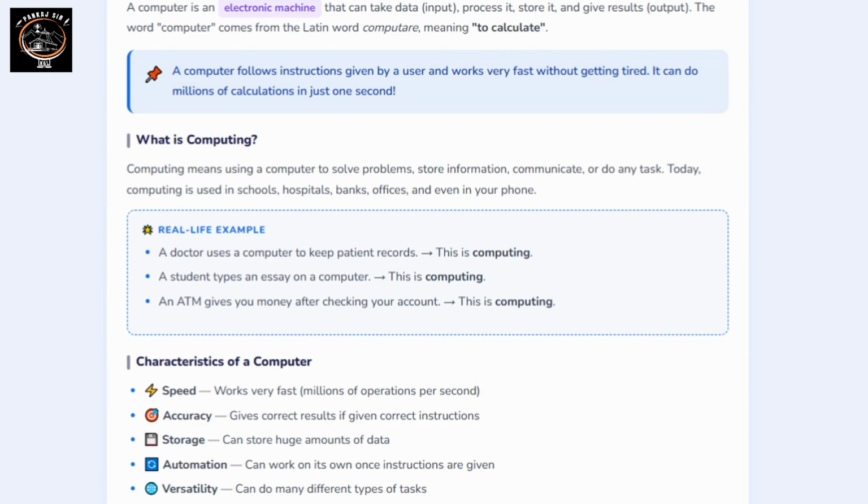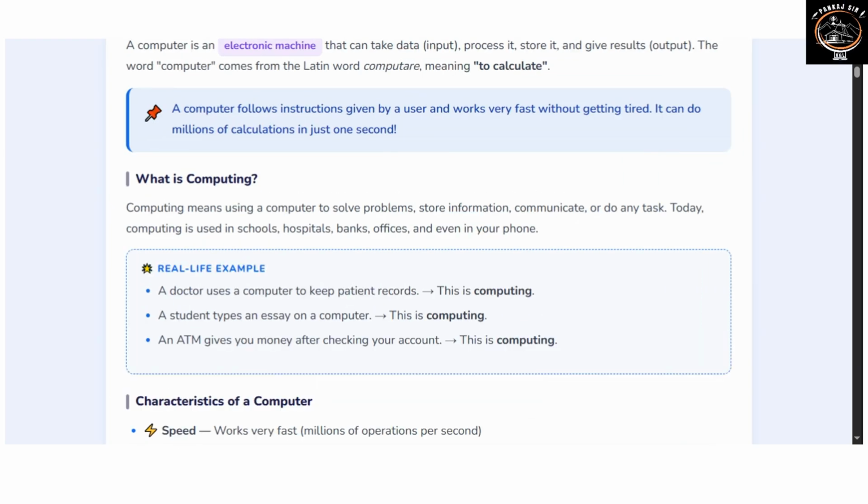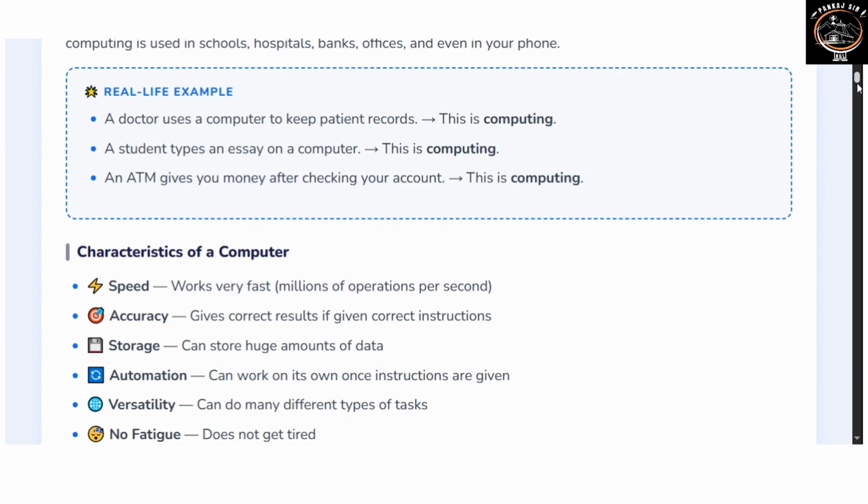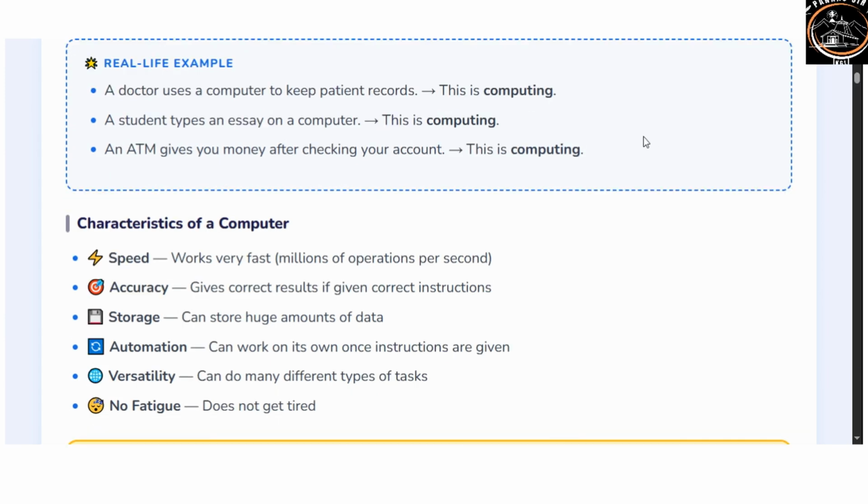Now we move to the topic that is characteristics of a computer. आपको पता ही है characteristics हैं speed, accuracy, storage, automation, versatile, no fatigue. So these are the characteristics of a computer. As you know already, this is a simple exercise and activity. If you want to attempt, you can do it, think and write your answers.